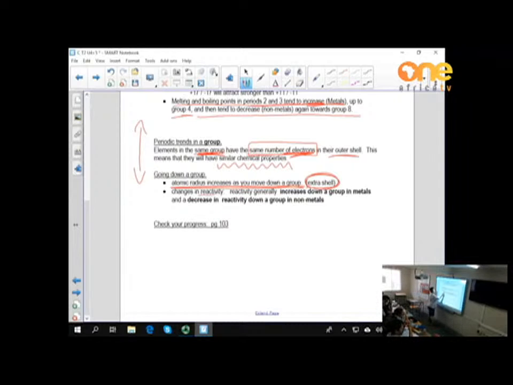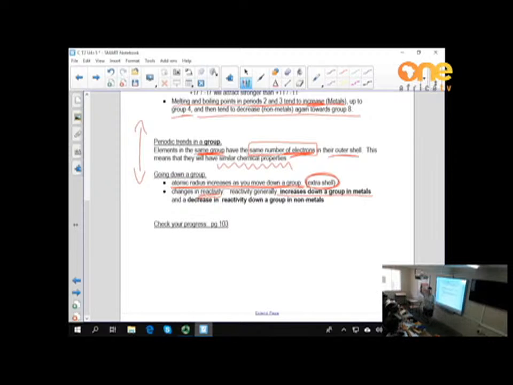Changes in reactivity. We find generally reactivity increases as you go down a group in the metals. So, if we have our periodic table, if I look at metals and I had to give a wild guess, is that one more reactive or that one more reactive?